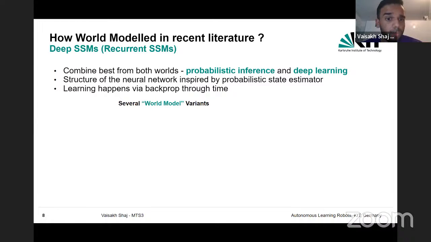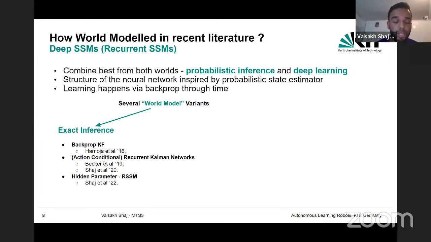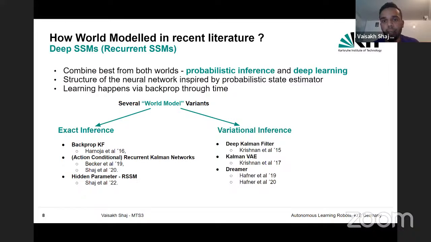There are several world model variants in the literature. Some of them use exact inference, like the backprop Kalman filter, or some of the work from our own lab, recurrent Kalman networks and hidden parameter RSSM, which is sort of meta-learning Kalman filters. These use an exact inference scheme on state space models. There are also variational inference-based state space models, and the popular Dreamer series of models perform variational inference on these state space models, and then you can model the world like that as well.